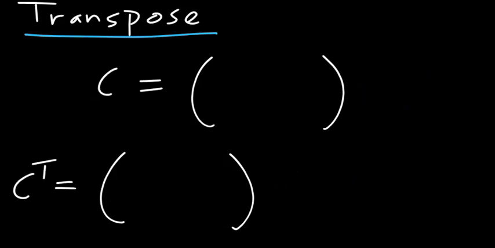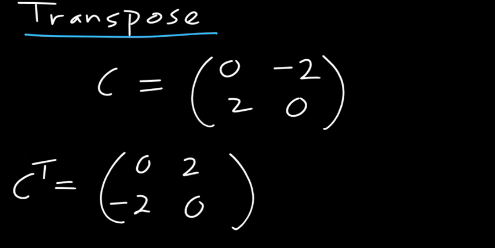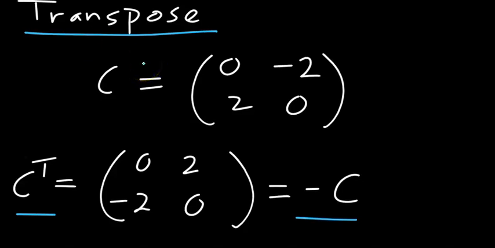So when a matrix equals its transpose, we say such a matrix is a symmetric matrix. What about if we have the following matrix? Matrix C equals 0, minus 2, 2, 0. Its transpose would be 0, 2, minus 2, 0. By comparing these two, you see that the transpose of C is minus C. When the transpose of a matrix equals minus of that matrix, the matrix is known as a skew-symmetric matrix.